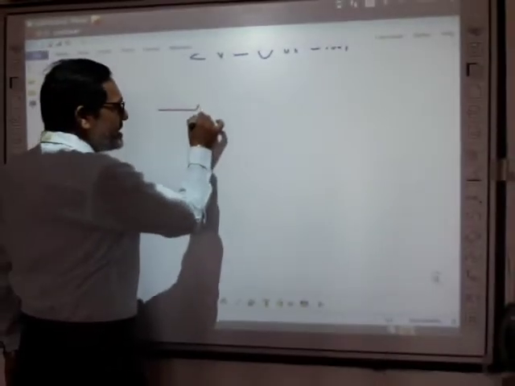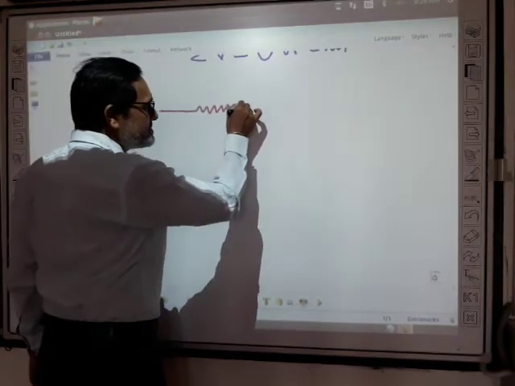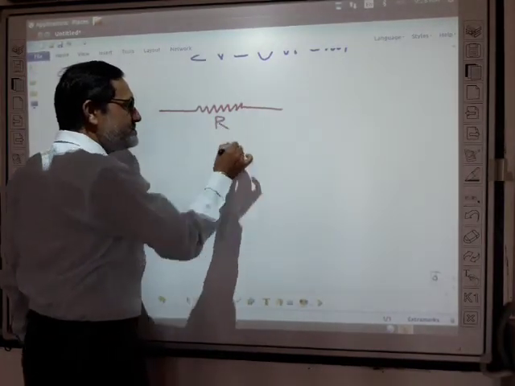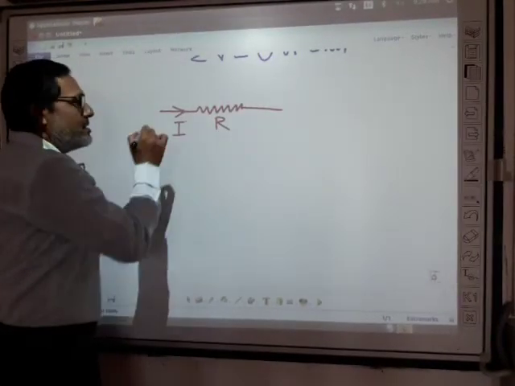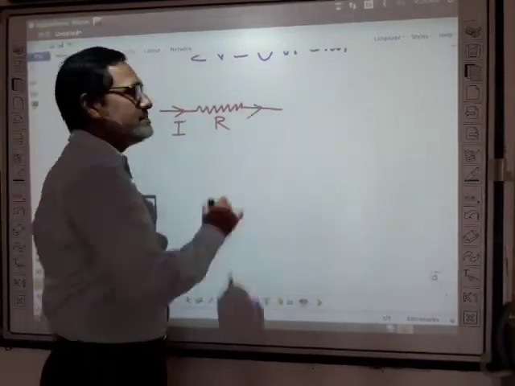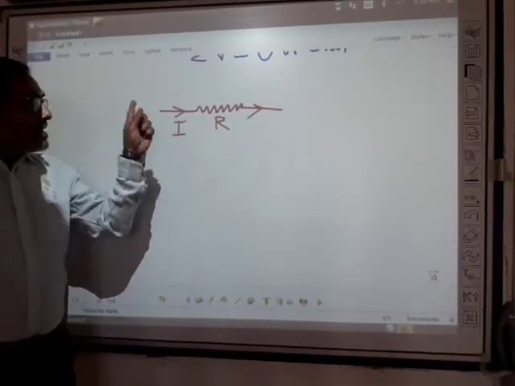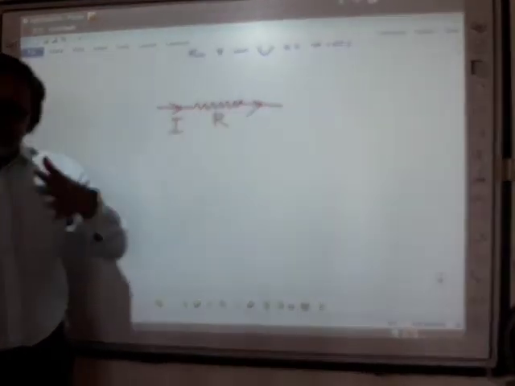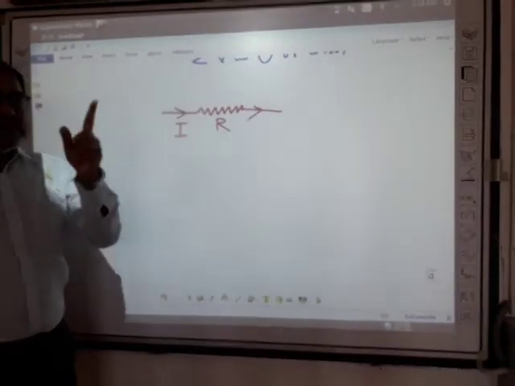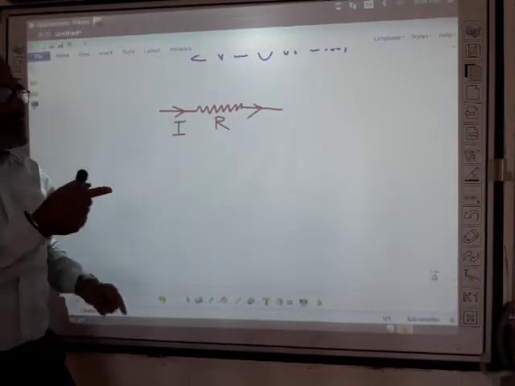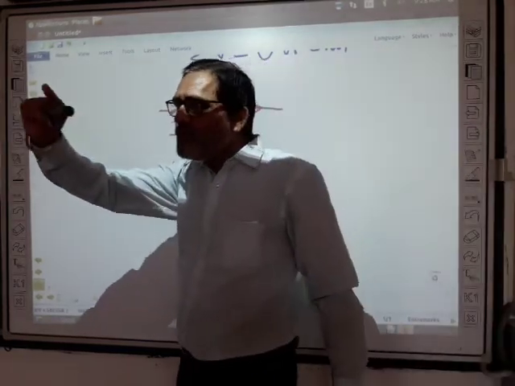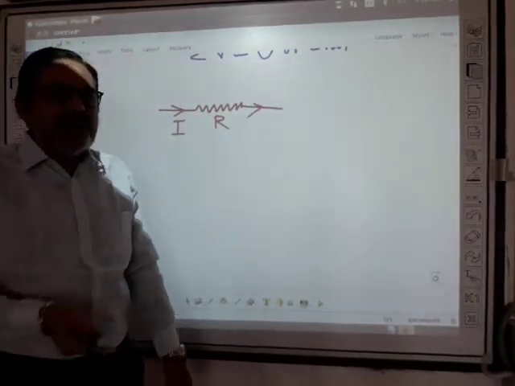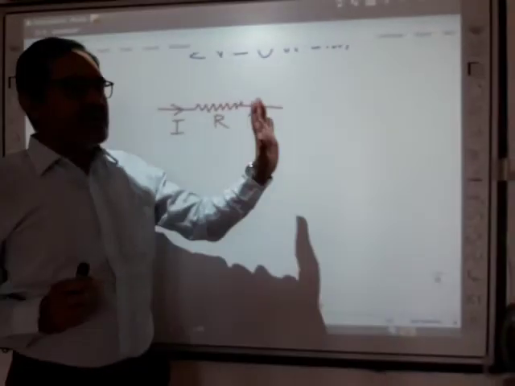Suppose this one is a resistance R and the current I is flowing through it. Now, when we close the circuit, we start from one point and move towards another point and return back to the same point, then the circuit is closed.